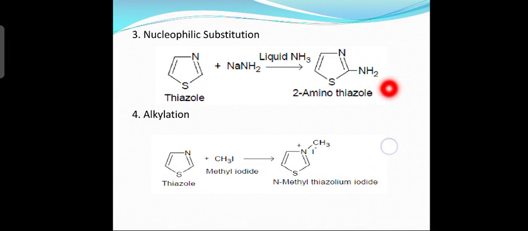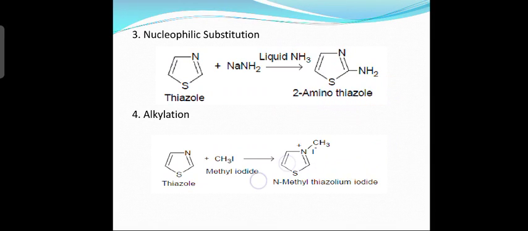Reaction of thiazole with sodamide in the presence of liquid ammonia. This is an example for nucleophilic substitution reaction. And where does the nucleophilic substitution take place? At the 2nd position. So the Chichibabin reaction is an example for nucleophilic reaction.